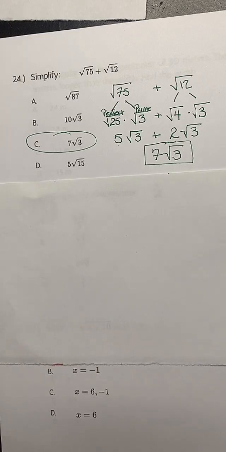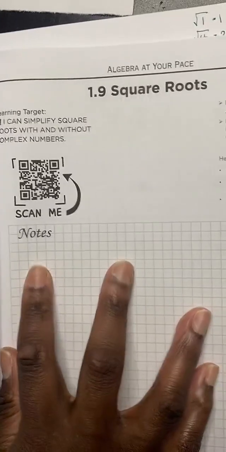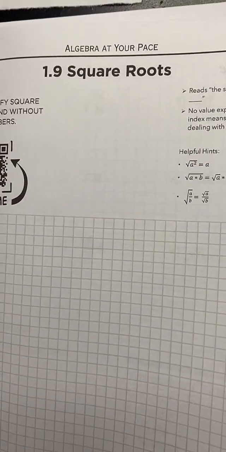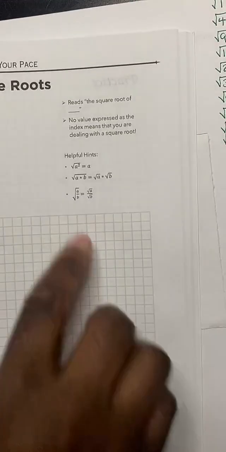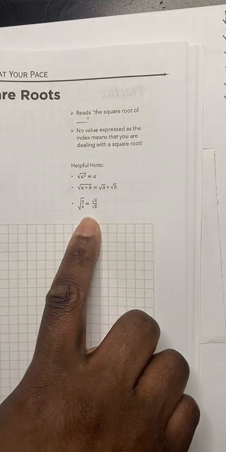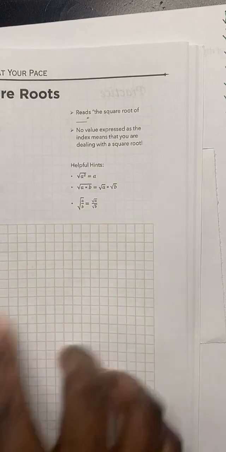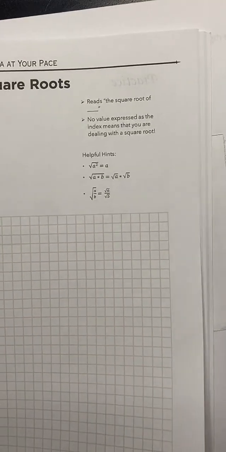So once you get into, here we go, we'll go with the square roots. Once you get into this page with the square roots, all you have to do is scan the QR code and it will take you directly to a video which will break down how to do square roots. I also put here some helpful hints to keep things going as you're breaking stuff down, so you can take some notes.